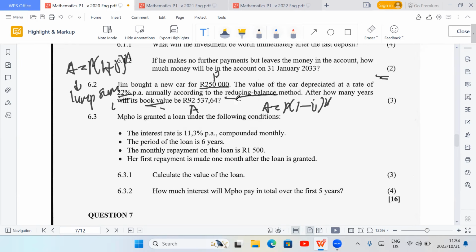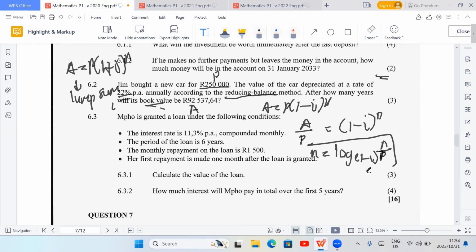You are just substituting in your values like that, and then you are getting what they want here: after how many years, so you are getting your n. Every time we are calculating for n, we are using logs. So you first divide by P, and then you'll be left with (1 minus i) to the exponent of n. To get your n, this would be log of A over P, divided by log of (1 minus i). This is how you'd get your n value.